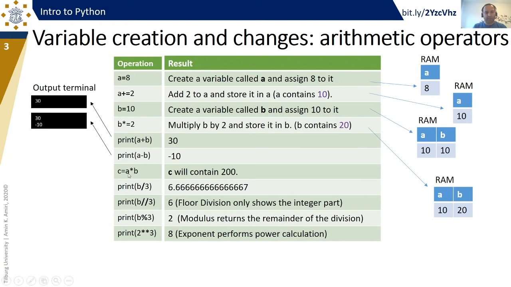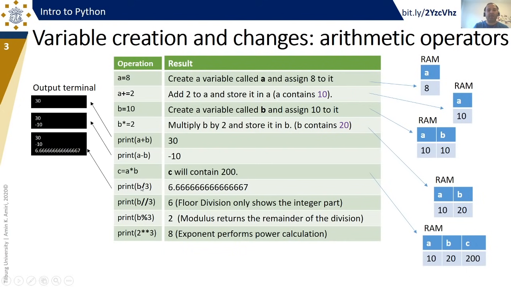However, again we see an equal sign here. c equals a multiplied by b. This will create a new variable in RAM, and Python sets that variable to 200. Printing b divided by 3 will not create a new variable either. So as a result, only the result of the division will be printed in the output terminal.